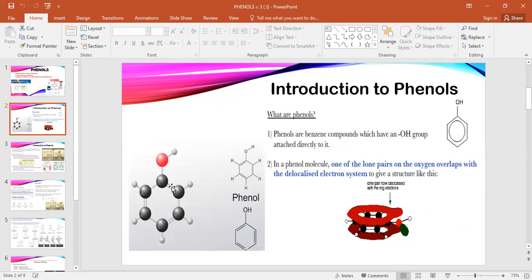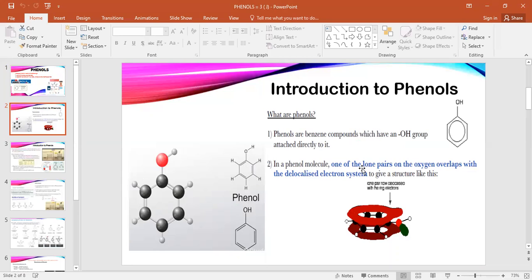Here is the 3D model of phenol. All the black ones are carbon atoms and the white ones are hydrogen, and this red one is oxygen here. And this is also hydrogen, OH. This is the displayed formula of phenol and this one is the skeleton formula for phenol. There is OH.